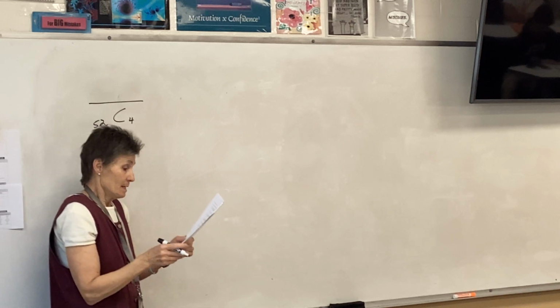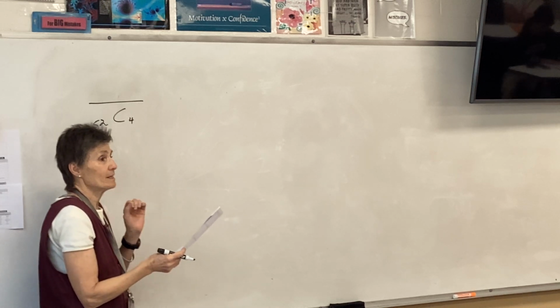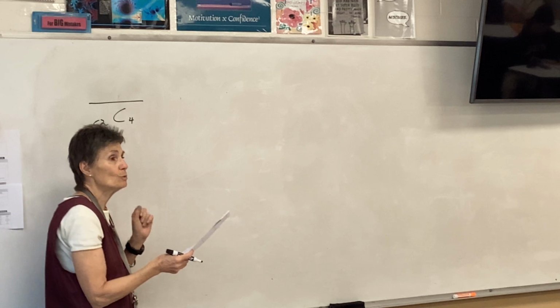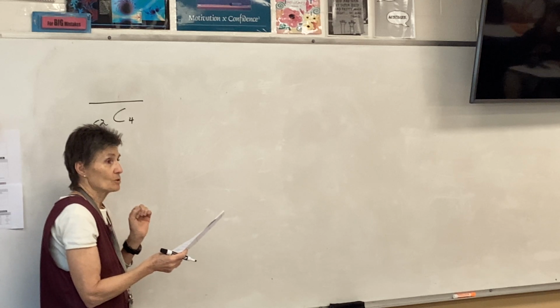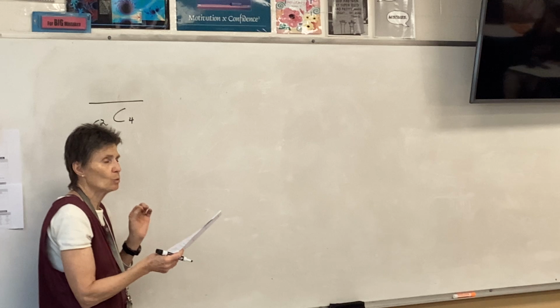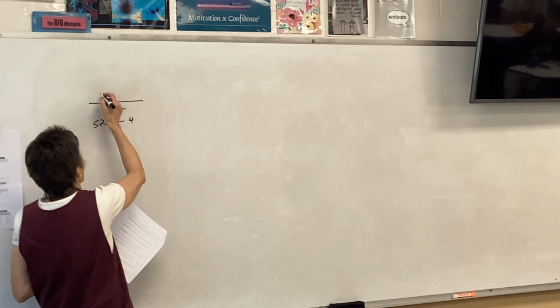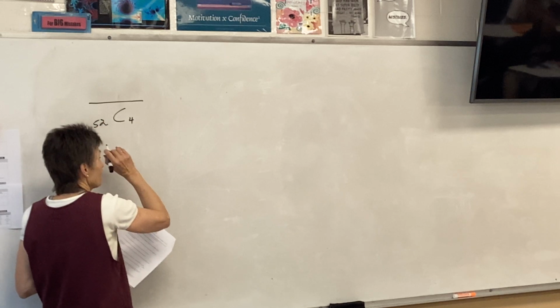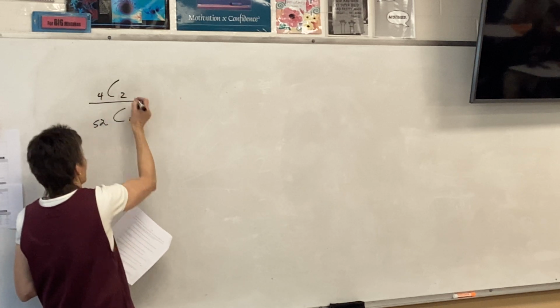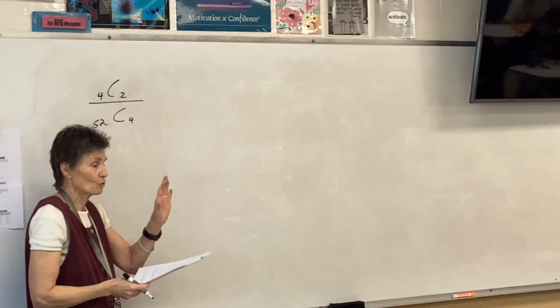Now, what do I want? I want exactly 2 queens. So what does that look like? 2 queens. How many queens are in the deck? 4, so 4C2. I heard somebody say 4C2. That's right. There's your queens.